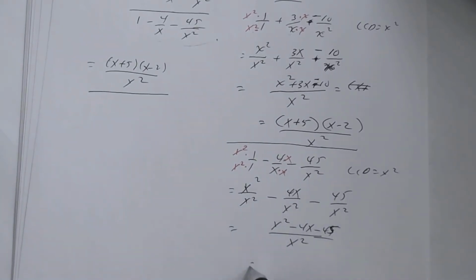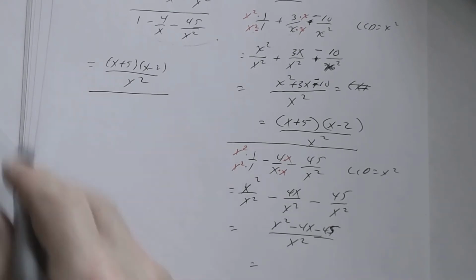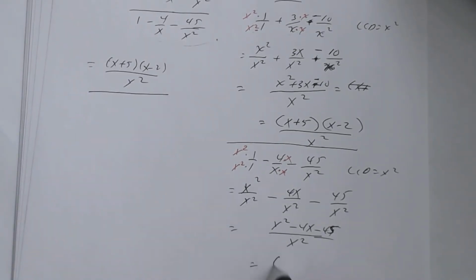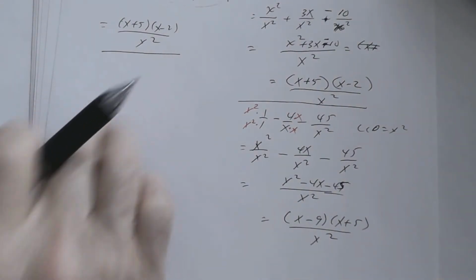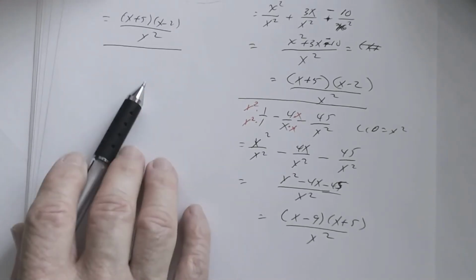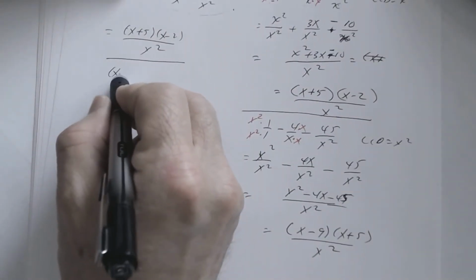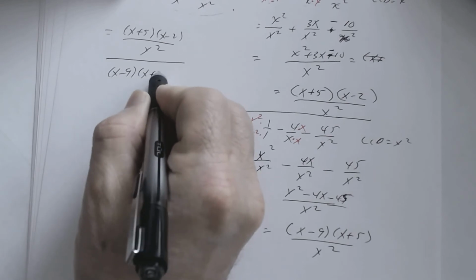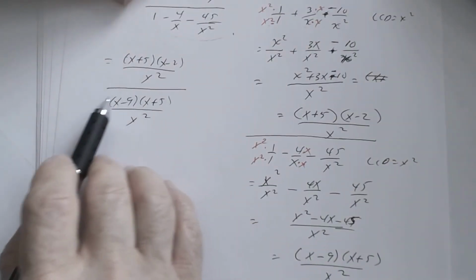So in the numerator, let's go ahead and factor here instead of doing it here. So I'm going to get x minus 9, x plus 5, divided by x squared. So that goes here now, because remember this right here, we just found, that's this. So that's going to go here now. So x minus 9, x plus 5, divided by x squared. Okay, now we're almost done with method 1.